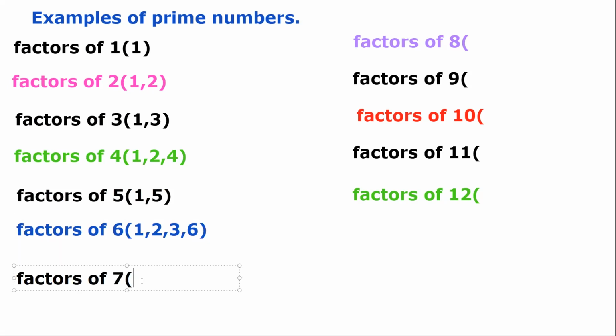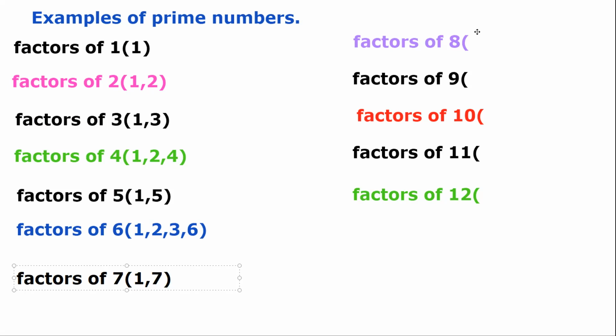Factors of 7. 1 times 7 will give you 7. And 2 cannot, 3 cannot give you 7. 4 times, 5 times, 6 times cannot, but 7 times 1 can also give you 7. Okay, so good.